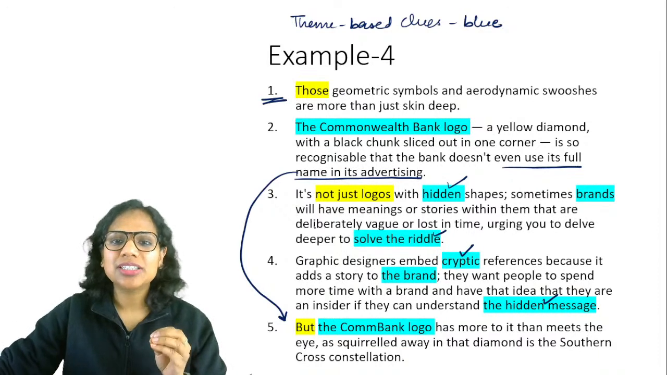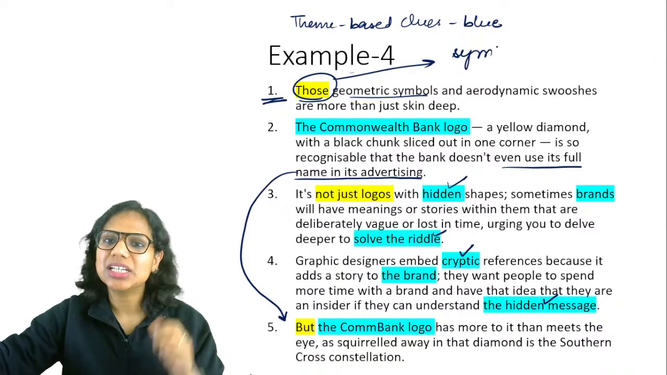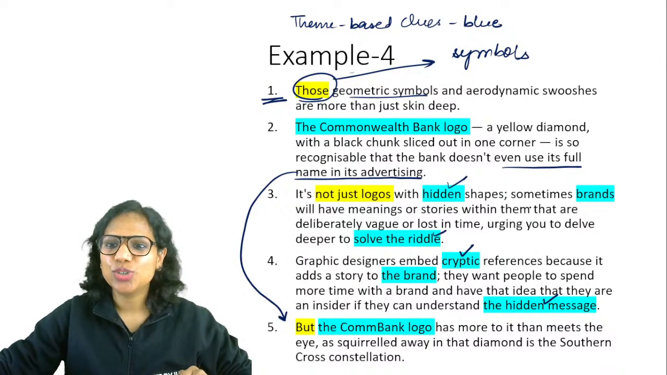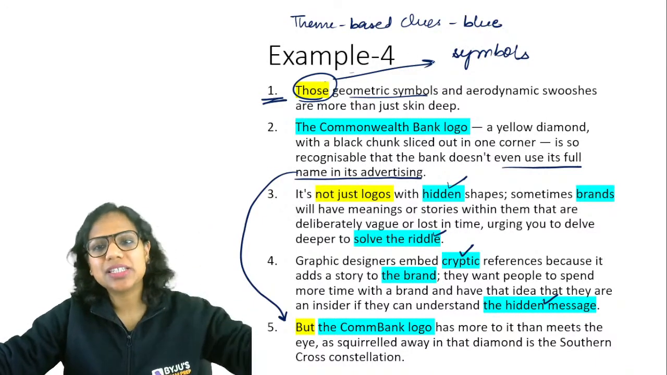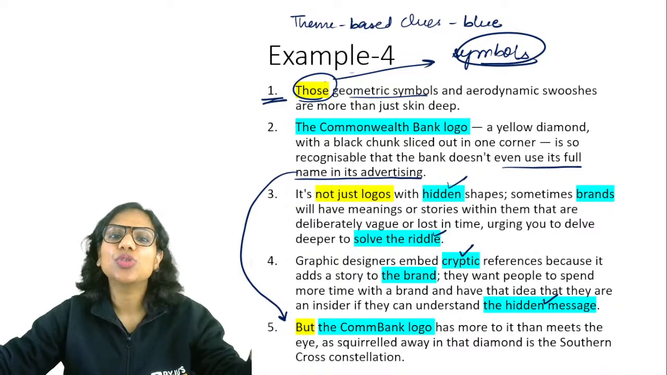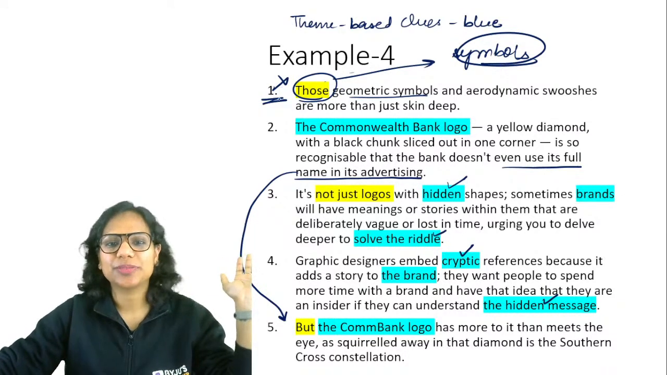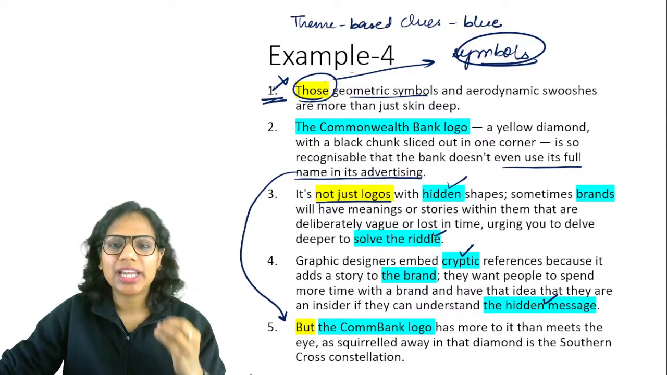Also, one more thing, see grammar based clues. Those geometric symbols, when I say those geometric symbols, I should have talked about some geometric symbols earlier, then only I can say those geometric symbols. But look at the other sentences. Do you see the word symbols? Yes. Do you see the word symbols anywhere? No. So there is no precedent. In grammar we call it antecedent. There is no antecedent for this those, right? No reason for me to use this those. Odd sentence out.